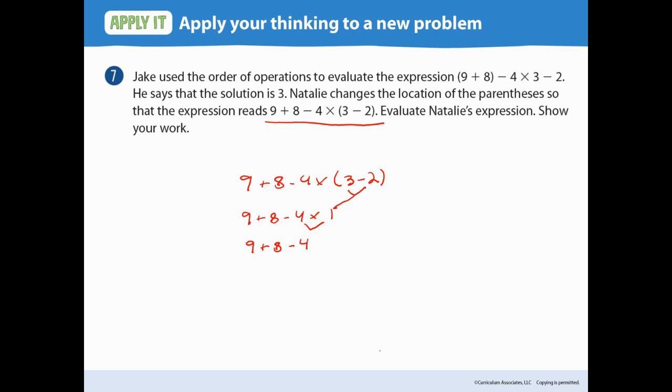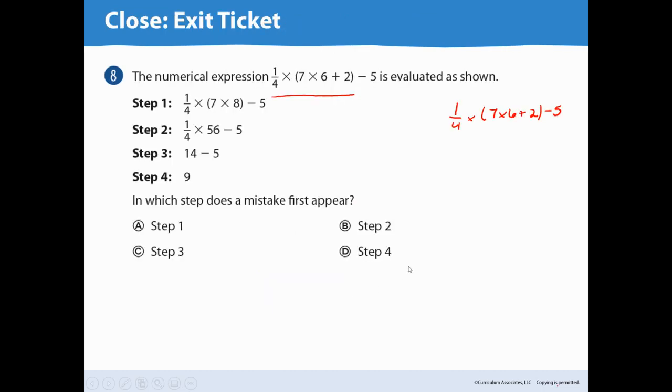Now, on this one, I have two operations that are on the same level. I have addition and subtraction. It does not matter which one comes first. It doesn't matter if it's subtraction, doesn't matter if it's addition. We solve going left to right when they are on the same level. So I'm going to do 9 plus 8, which is 17, minus 4. And then 17 minus 4 is going to be 13. So 13 is going to be my answer.